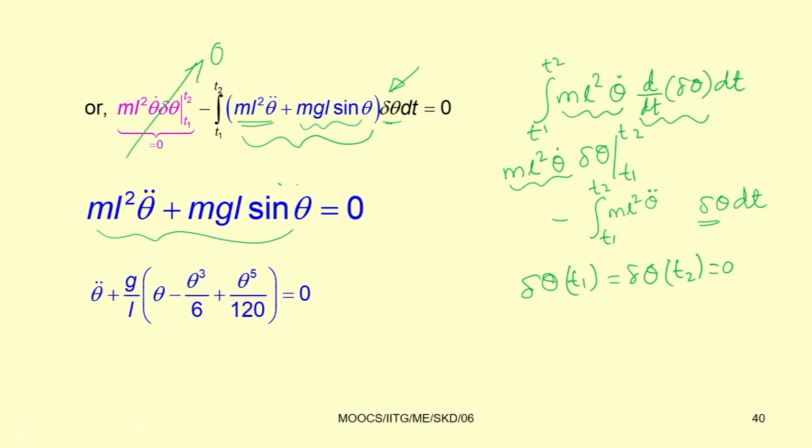Now expanding the sin theta, we can write sin theta equal to theta minus theta cubed by 6 plus theta fifth by 120. The equation of motion becomes theta double dot plus g by L times theta minus theta cubed by 6 plus theta fifth by 120 equal to 0. This way you can apply this extended Hamilton principle to derive this equation of motion.